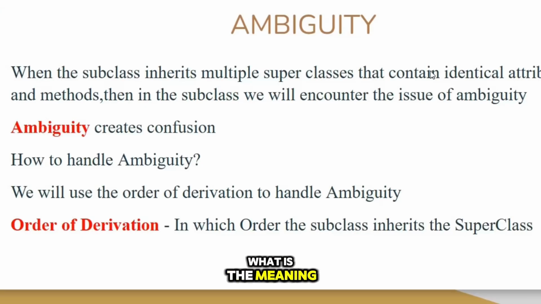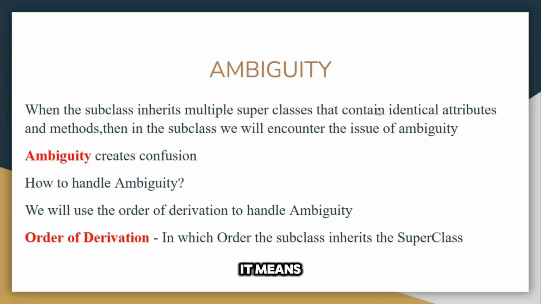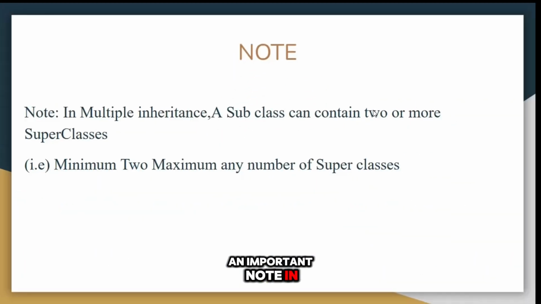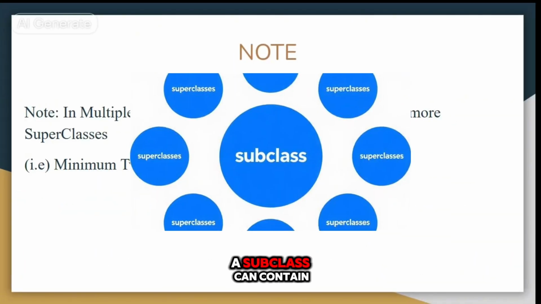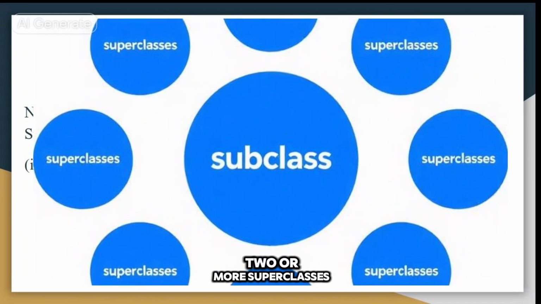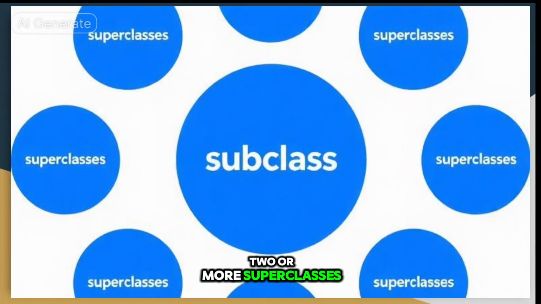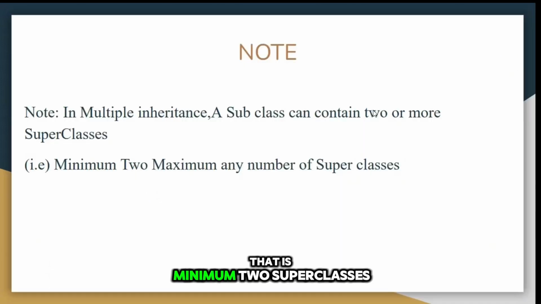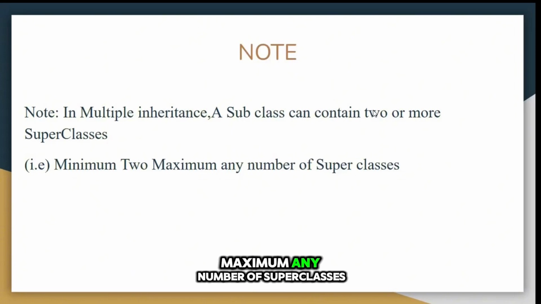What is the meaning of order of derivation? It means in which order the subclass inherits the superclasses. An important note: in multiple inheritance, a subclass can contain two or more superclasses, that is, a minimum of 2 superclasses and a maximum of any number of superclasses. Now we can move on to the example program.